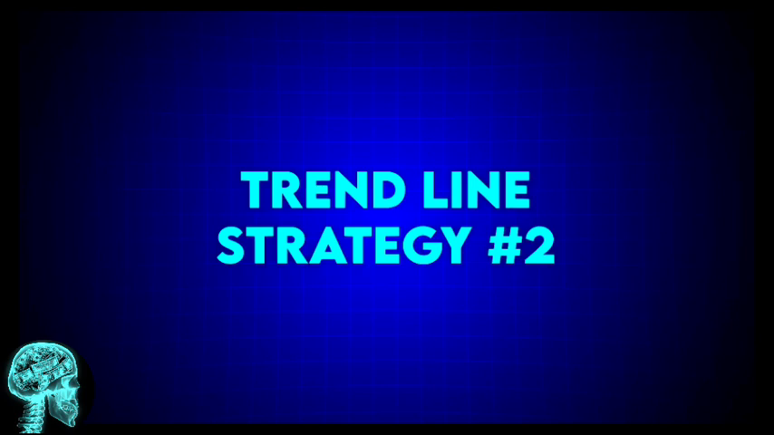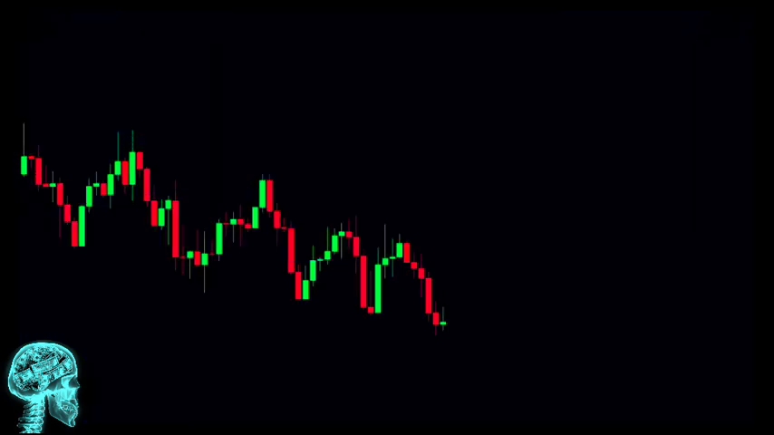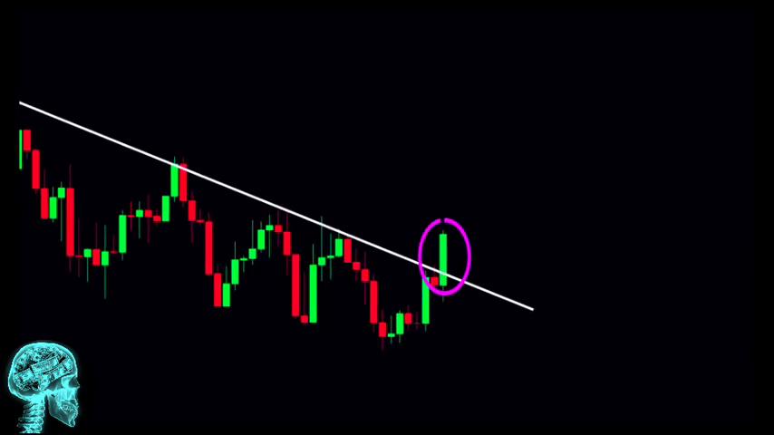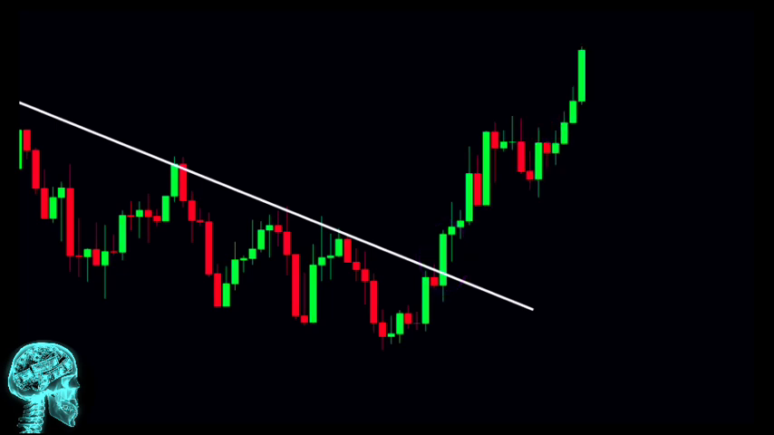So let's move on to strategy number 2. The way this strategy works is simple. Let's say we have an established trend line during a downtrend. Normally, if price breaks out of a trend line, it signals a trend change to an uptrend, because a trend line break tells us that the existing downtrend structure has been broken.